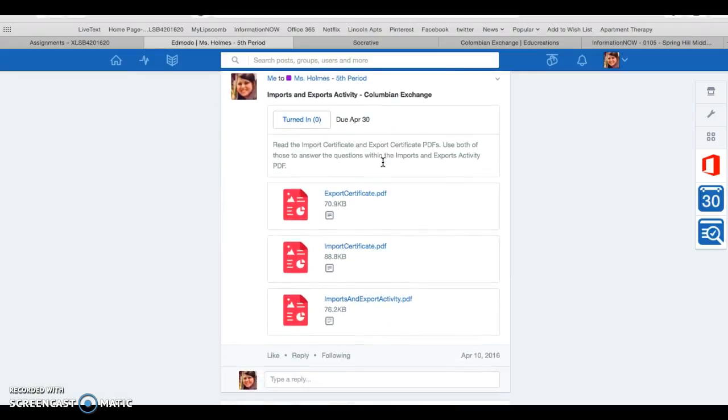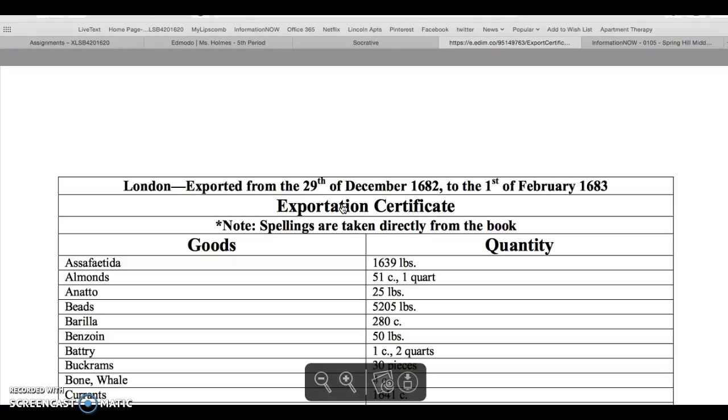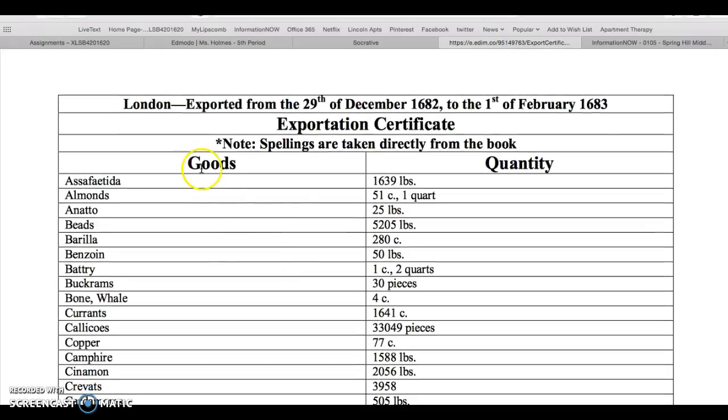When we're looking at the practice activity, the PDFs are on Edmodo. They can click on them, and then they also turn in the assignment on here. So we'll click on the export certificates. This is from a primary source, and the certificate is in London, exported on these dates.